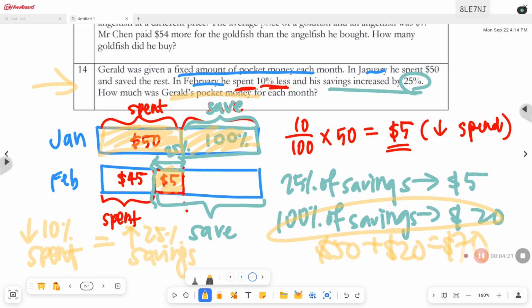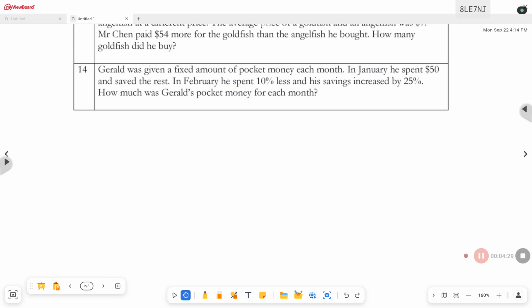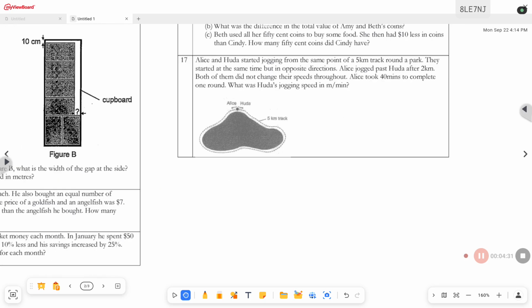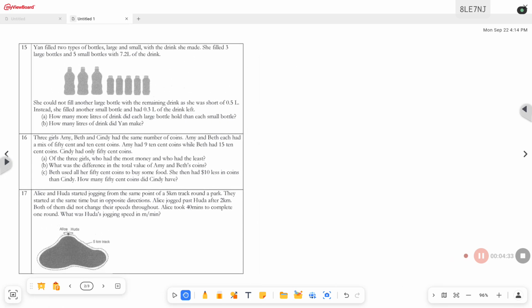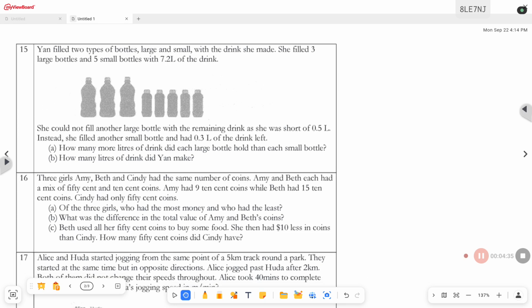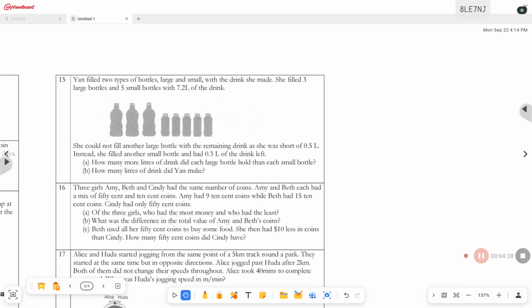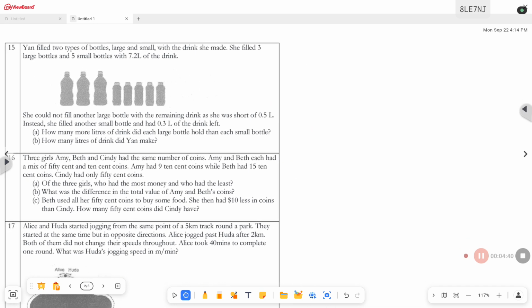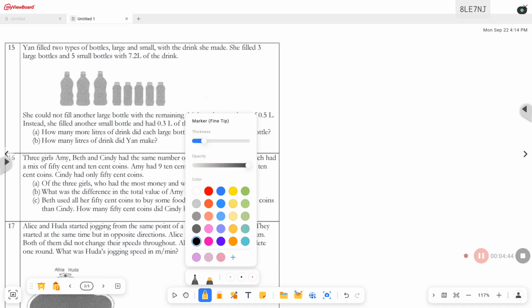Question number 15 is also another difficult question, so let's break it down. Okay, so right now, question number 15, please do not go and copy my answer. Go and do the question first and see whether you can get it correct. So question number 15.